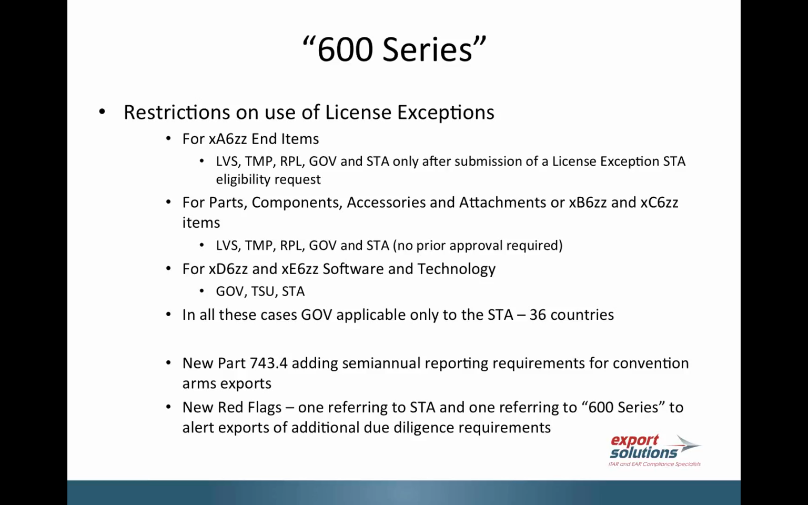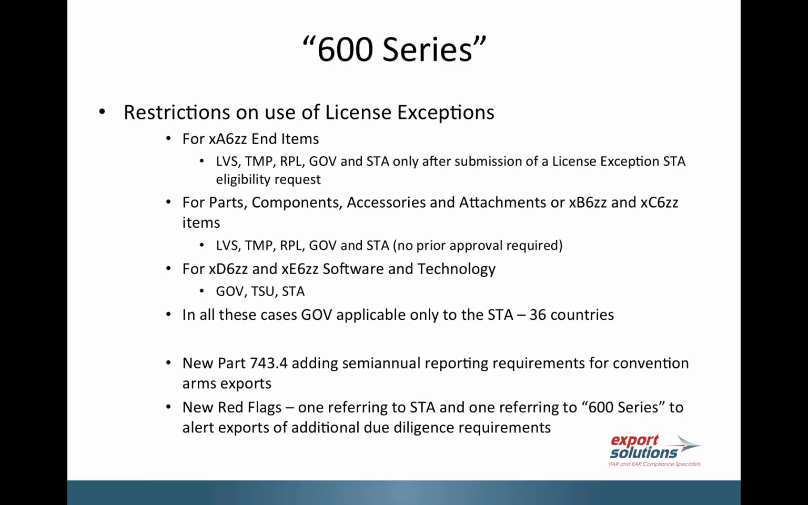So in all these cases, government is applicable only to the 36 countries that are listed in the strategic trade authorization. That's important to know because STA does not apply to every country. It's our allied countries. I believe that part of the logic behind this is that countries who want to trade with us will want to become one of those STA countries. So you may see that list increasing or changing in number in the future. That's just the way government does business, and the way governments do business with one another.